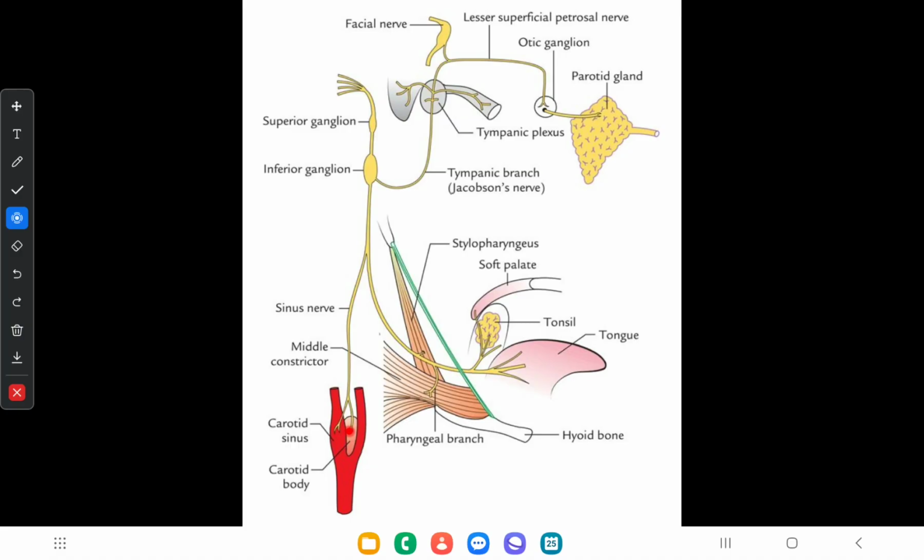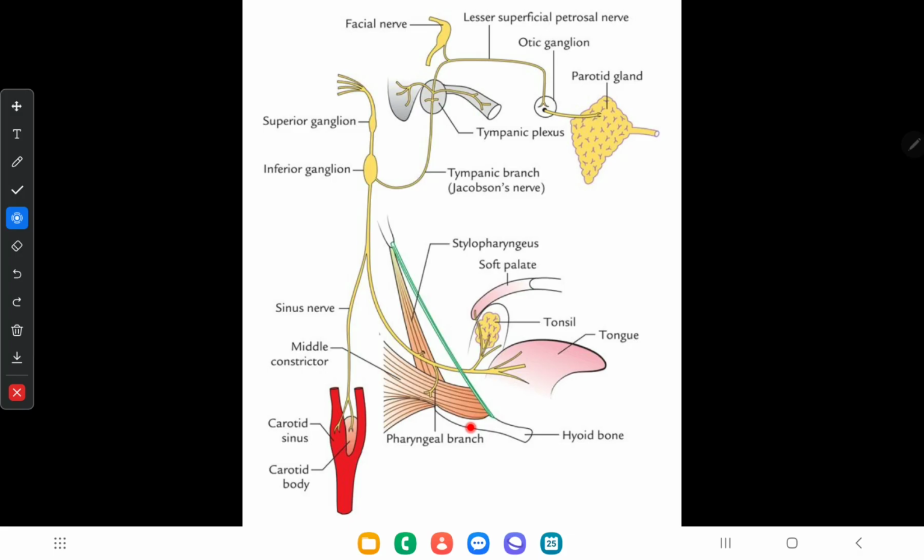Then there are pharyngeal branches. Here is the pharyngeal branch. This branch arises in the pharyngeal wall, and these filaments form pharyngeal plexus in the buccopharyngeal fascia covering the middle constrictor muscle by uniting with the pharyngeal branch of the vagus and pharyngeal branch of sympathetic. The glossopharyngeal nerve supplies pharyngeal mucosa via this plexus.